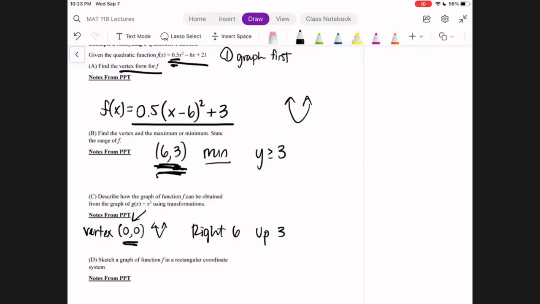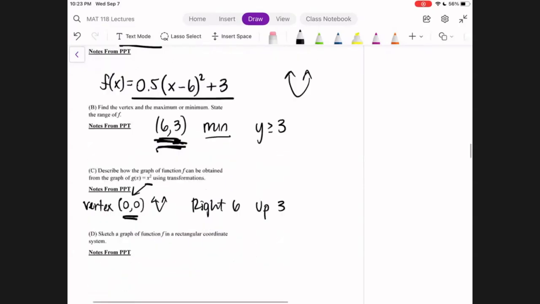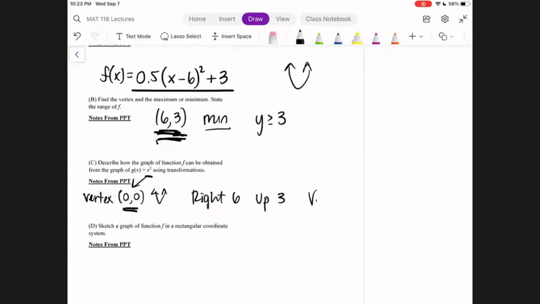Okay, but remember, this is x squared, and this is 0.5. So then we have to do what? We're vertical shrink by, in this case, this is your A. So your A will always shrink. Since it's less than 1, it shrinks it, okay, between 0 and 1.